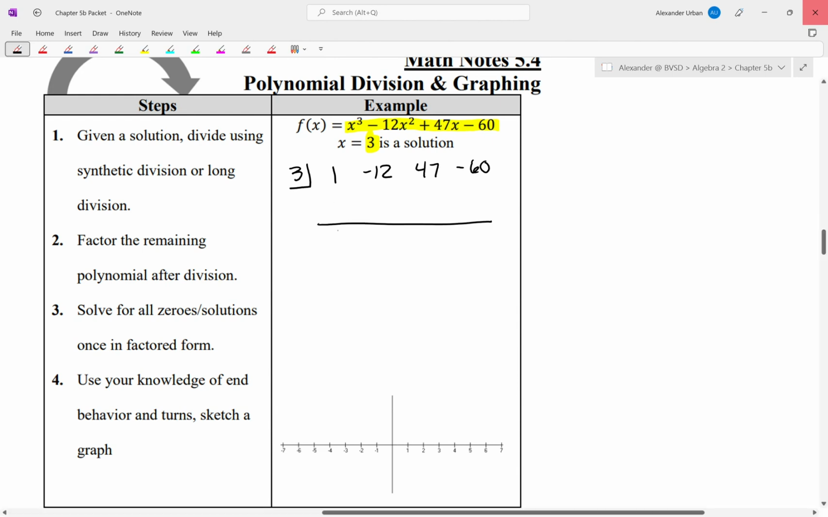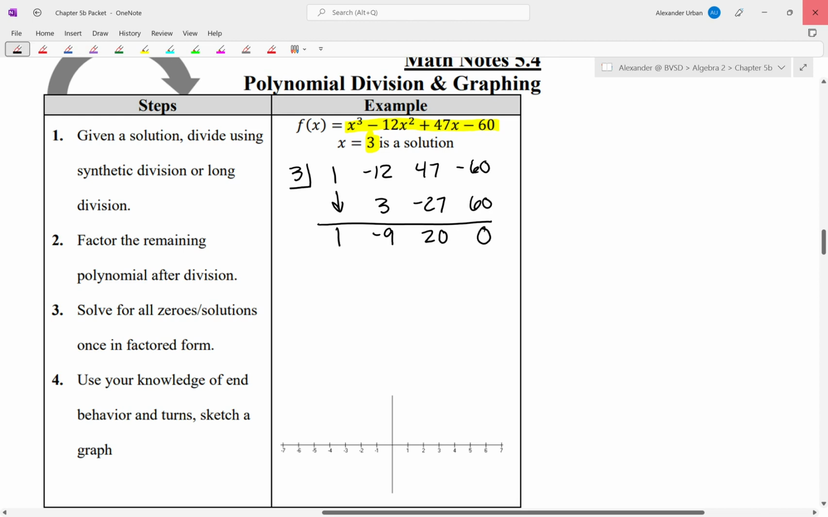And drop that down. And then I'm going to multiply that by 3 and put it here, and then add down. I end up with negative 9. Negative 9 times 3 is negative 27. Add down, I end up with positive 20. Multiply that by 3, and I end up with 60. And I have a remainder of 0.